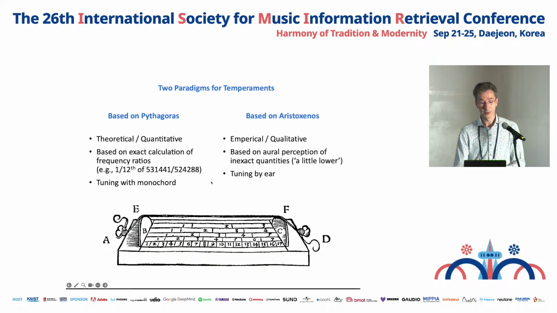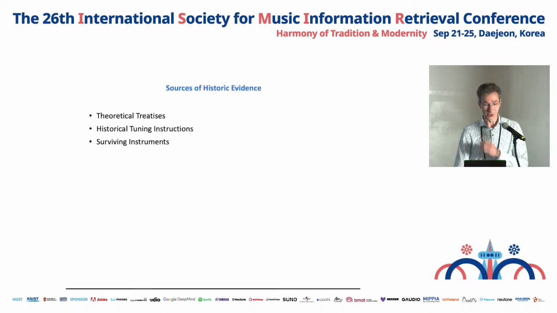The other approach is based on Aristoxenos. It's more empirical. It's like: tune this fifth pure and then a little lower and check by your ear. And actually there's a third approach based on Ptolemy, which says make as many intervals pure and don't use the others. So these are the main approaches.